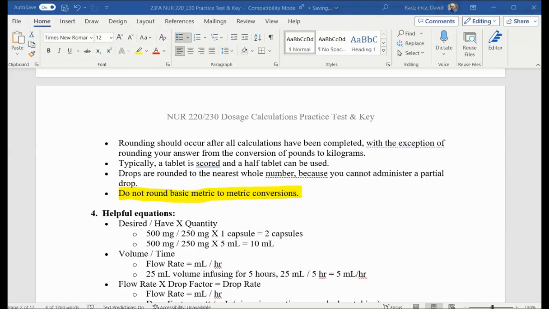Rounding is always one of those weird things that creeps up on you, and you're like, "Ah, why did I miss that?" With metric to metric, you don't round because you're just doing conversions. You always want to do your rounding at the end of a math problem, if you are going to do rounding. And when it comes to drop rate, remember, you can't give somebody a partial drop. They get a whole drop. So you always round to the nearest whole drop. If you get 67.1 drops, it's 67 drops. If you get 64.9 drops, it's 65 drops. Just round to the nearest whole drop.